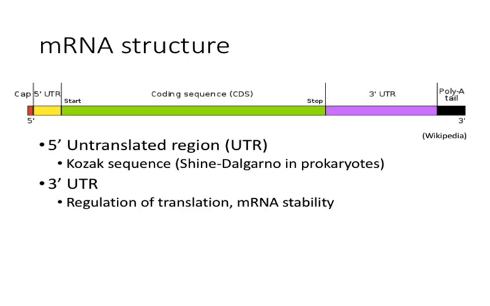5' cap, a poly A tail on the end. A couple of other things I want to introduce real quick. 5' UTR, which stands for untranslated region. This is the region between the cap and the start codon. 3' UTR, region between the stop codon and the poly A tail. These have regulatory elements in them.